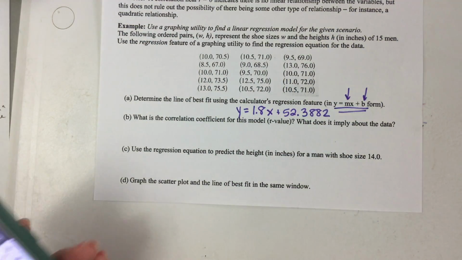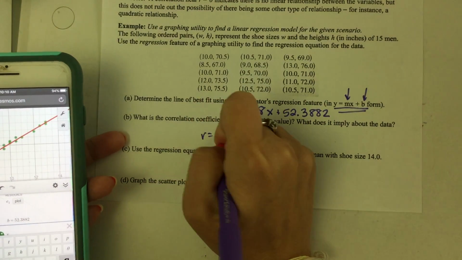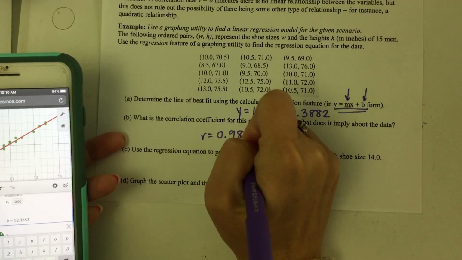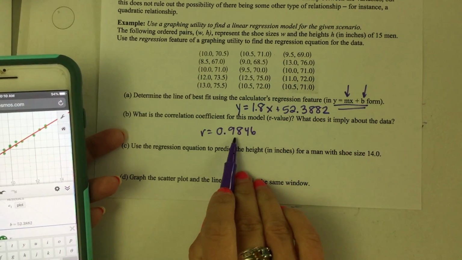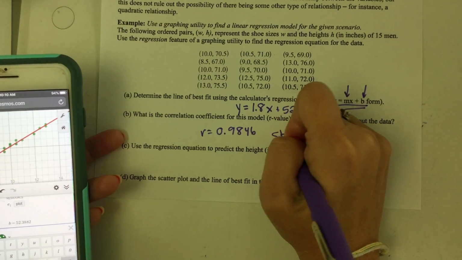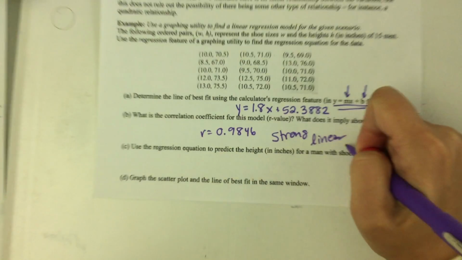What is the correlation coefficient? What is the R value? R equals 0.9846. What does that imply about the data? This is close to 1. So that means there is a strong linear relationship.